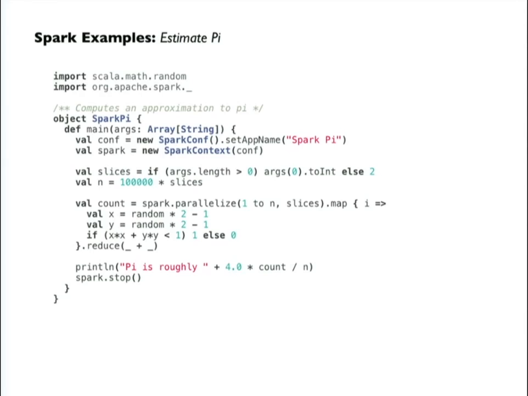And then we'll have a reduce at the end of that to sum that up. That'll tell us what kind of ratio of area we have under the curve. And then from there, it's pretty straightforward, just times 4 and divided by n. You get your approximation of pi. And the last thing there is just to tell the context to stop. So this is interesting because it's just a few lines of code beyond what we would have done out of the REPL, but now we've got an application and we could compile this and create a jar out of it.